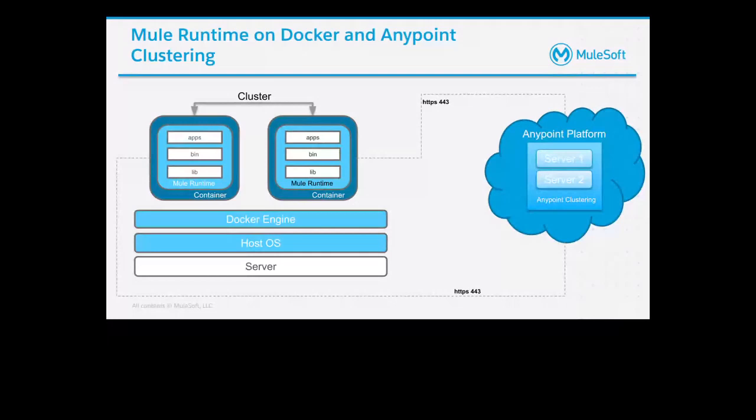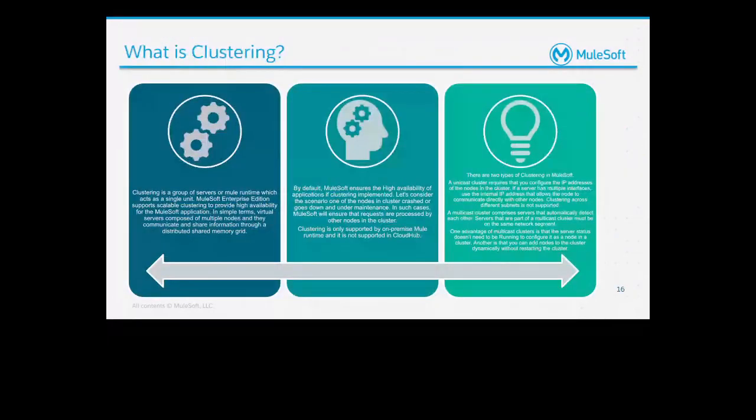So we want to understand the benefits of clustering. What does clustering actually give you, right? Clustering is a group of servers or Mule runtimes which acts as a single unit. And MuleSoft Enterprise Edition supports scalable clustering to provide high availability for MuleSoft applications. In simple terms, virtual servers composed of multiple nodes can communicate and share information through a distributed shared memory grid, which is Hazelcast, which Mule leverages, right?